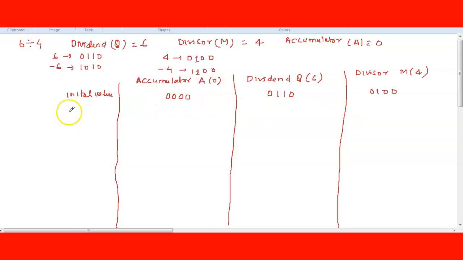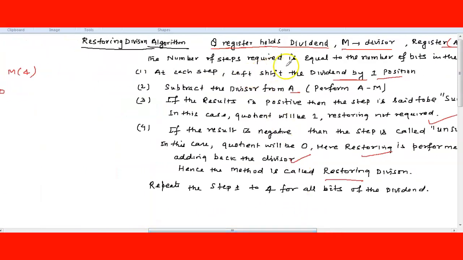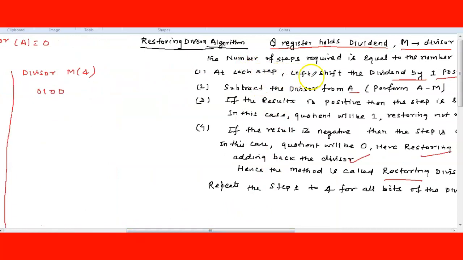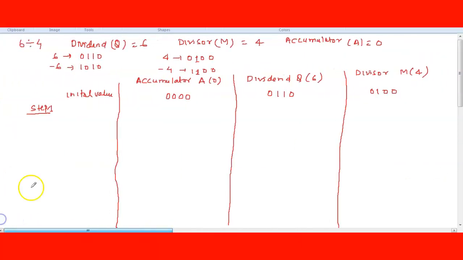So what is the algorithm? First step: how many steps do we have to do? The number of steps is equal to the number of bits in the dividend, right? How many bits are in the dividend here? 4 bits. So we have to do 4 steps. So first, step number 1. What is step number 1? At each step, left shift of the dividend by 1 position. First you do the left shift.